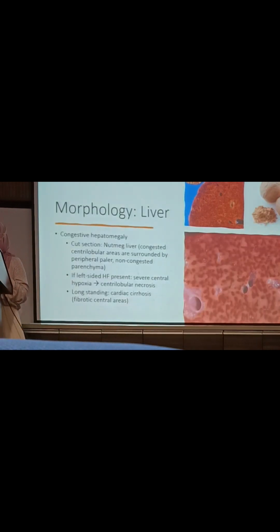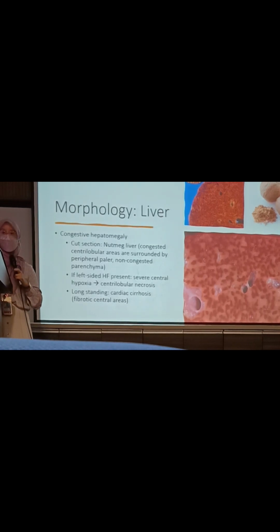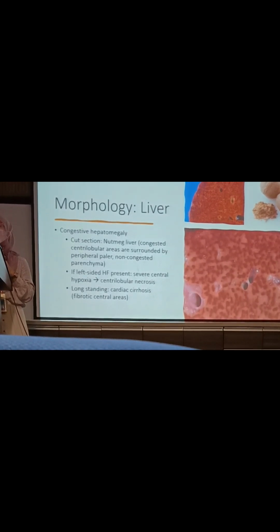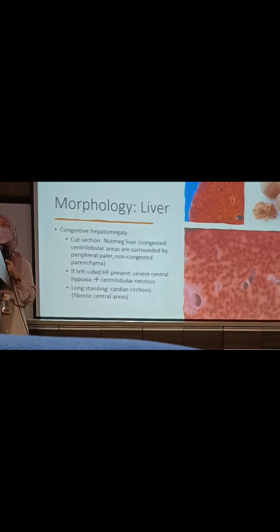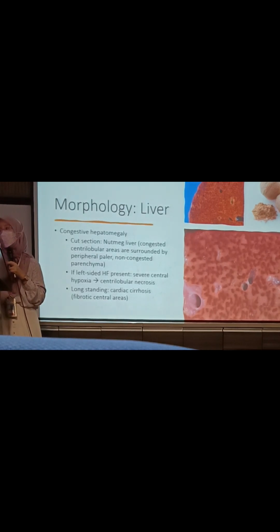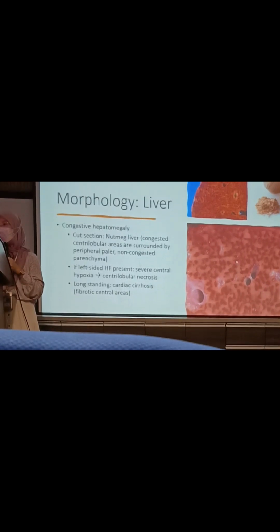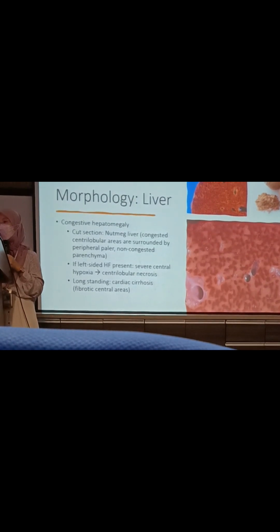Okay, so morphologically in the liver you can see congestive hepatomegaly, which is already gross hepatomegaly. When you cut, you can see that the liver has the morphology of nutmeg liver. Nutmeg, what fruit is this? A hard fruit or buah pala? Right, a fruit like that. So the cut section looks like this nutmeg. The centrilobular areas are congested, surrounded by the peripheral paler non-congested areas. So here there is congestion, and here is the non-congested area.